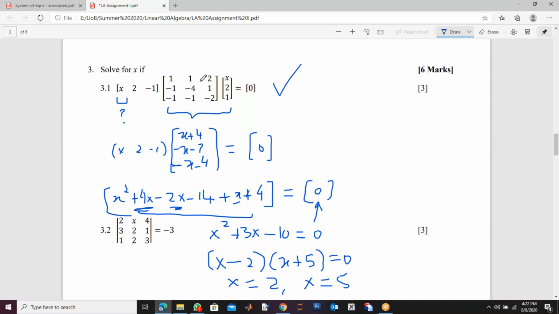Now this was a matrix equation, but you see at the end I got just an algebraic equation. Is that okay? So this was all about multiplication of matrices. There was nothing special in it.